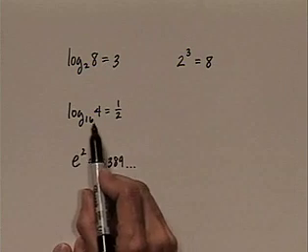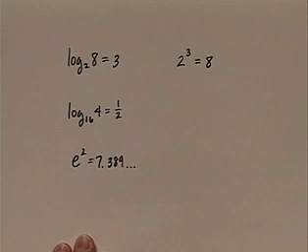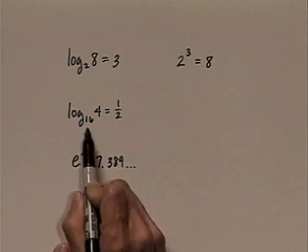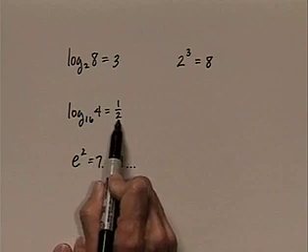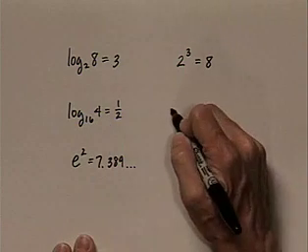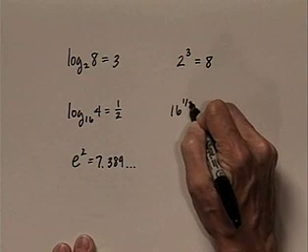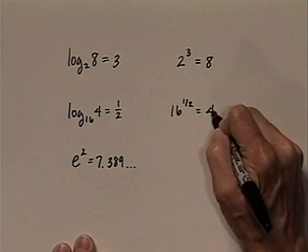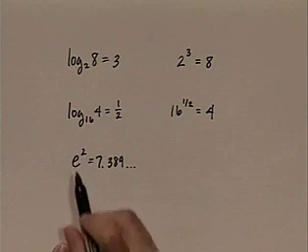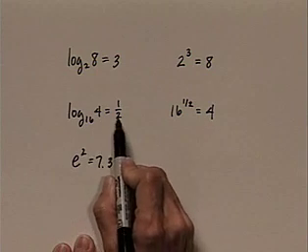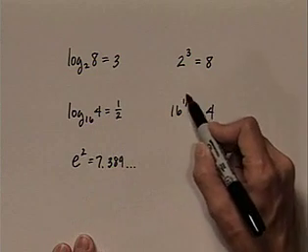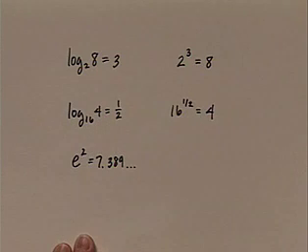With that idea in mind, this logarithmic statement, read log base 16 of 4 equals 1/2, can be written 16 to the 1/2 power equals 4. Again, the log equals the exponent. The exponent is a power on 16 that gives us 4.